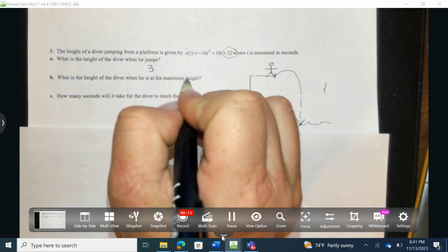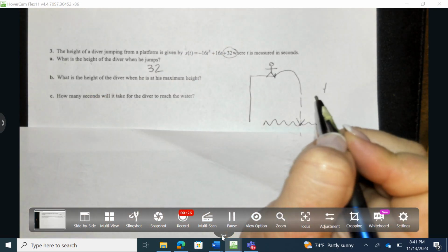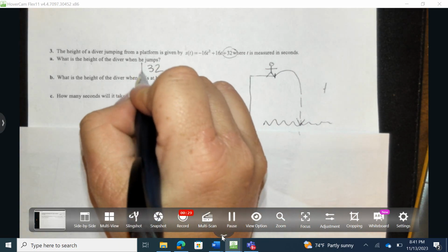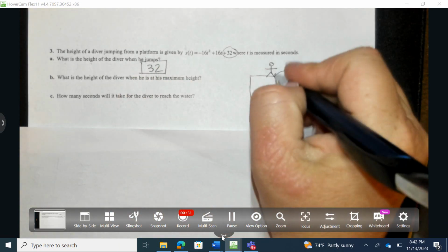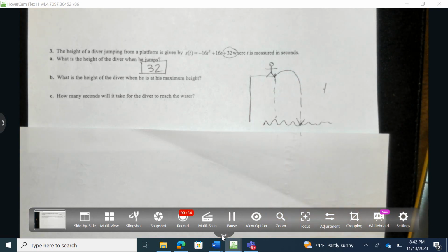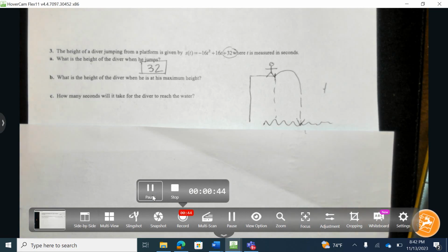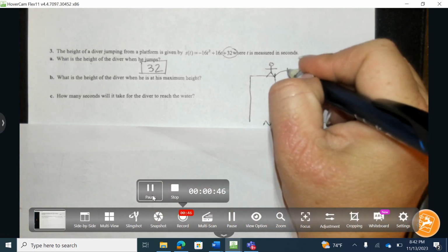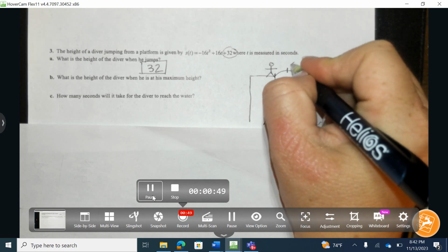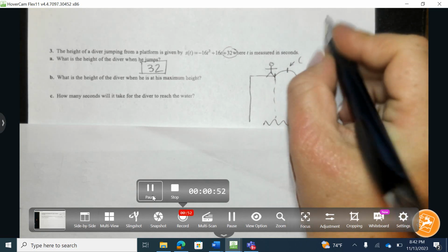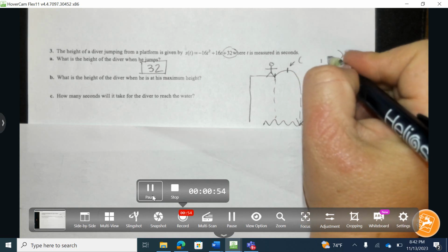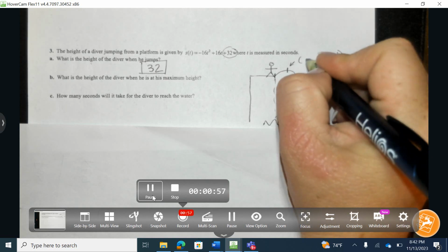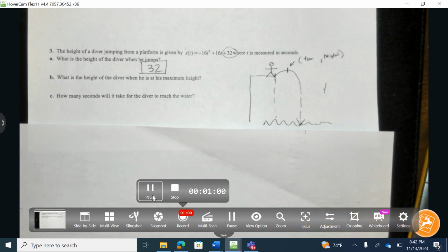So we're at 32. That is going to be the height above our water, 32 units above. Now, what is the height of the diver when he is at his maximum height? So maximum height for this, we want to know what is this point here. So maximum height is going to have two different terms here. The first is going to be a height, so this is going to be units above ground, and then this is going to be the time it takes to get to that point.